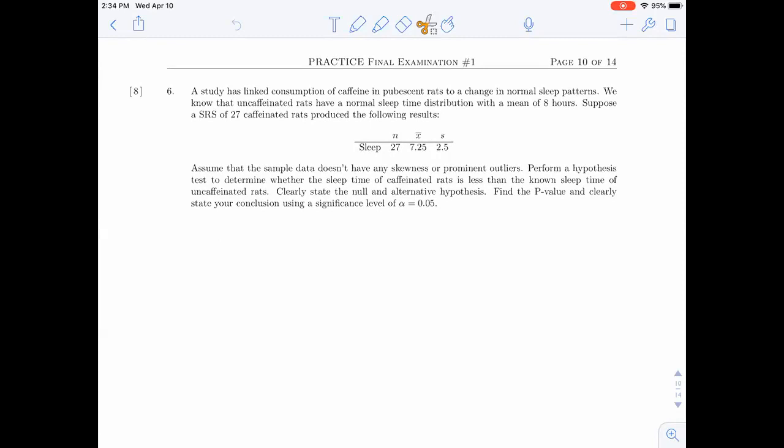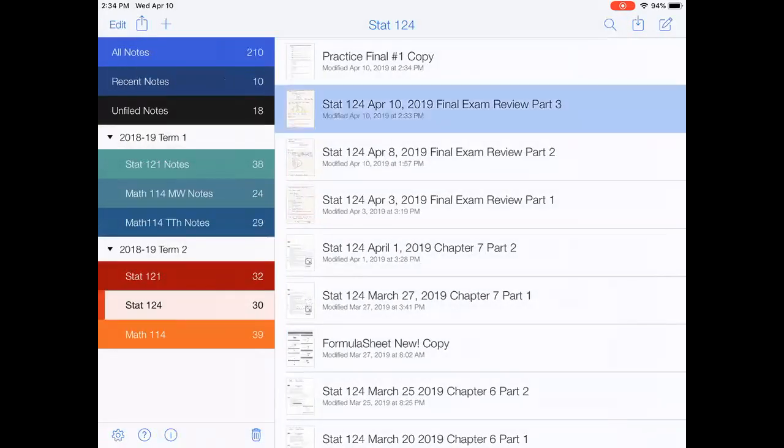Assume that the sample data doesn't have any skewness or prominent outliers. Perform a hypothesis test to determine whether the sleep time of caffeinated rats is less than the known sleep time of uncaffeinated rats. So what that's actually saying is, is it less than 8 hours, right? Because we know it's 8 hours. Clearly state the null and alternative hypothesis, find the p-value, and clearly state your conclusion using alpha equal to 0.05.